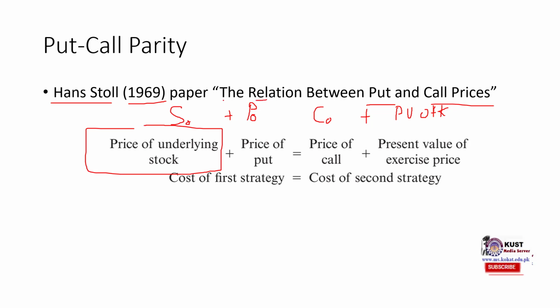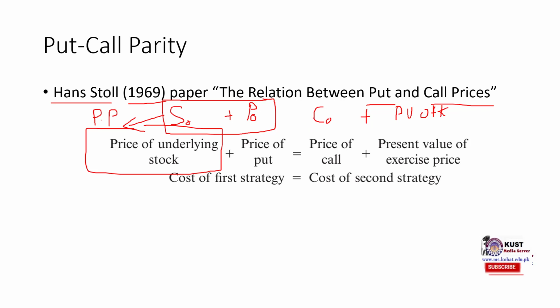So combining this: S naught is the price of the underlying stock. If you remember, if we buy the stock, we would buy it at this price S naught. And this is the premium of a put option. If we combine these two things, buying a stock and buying a put option, then you would probably remember it is the strategy of protective put.